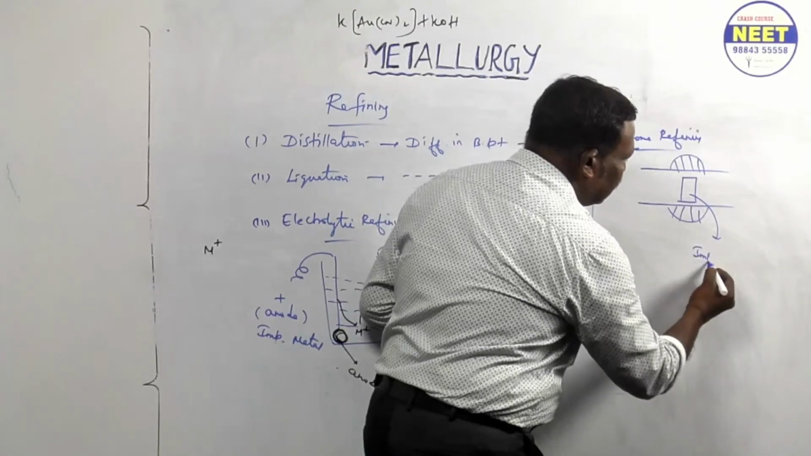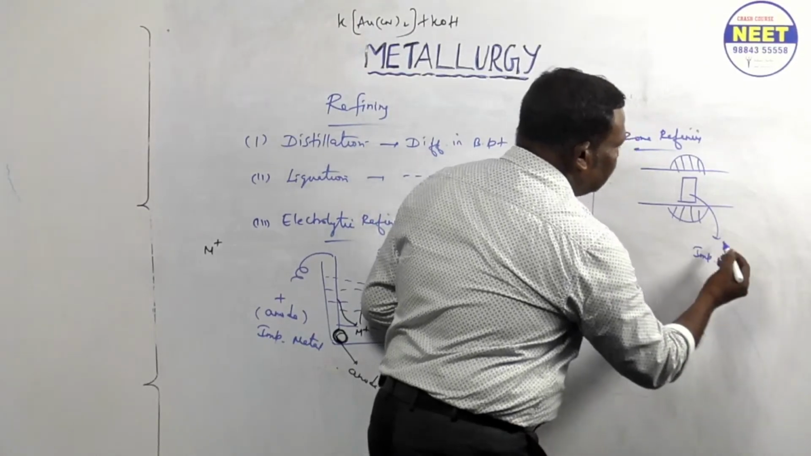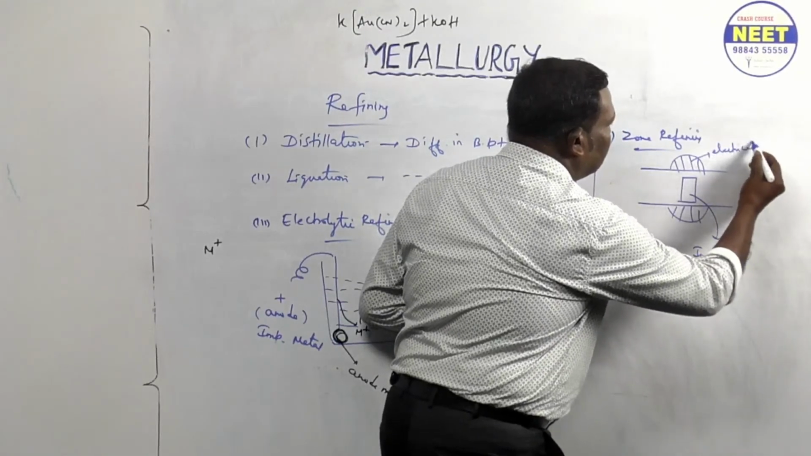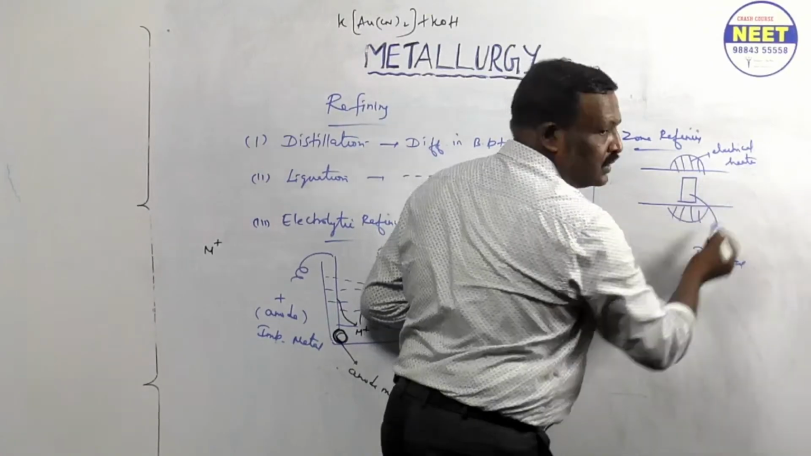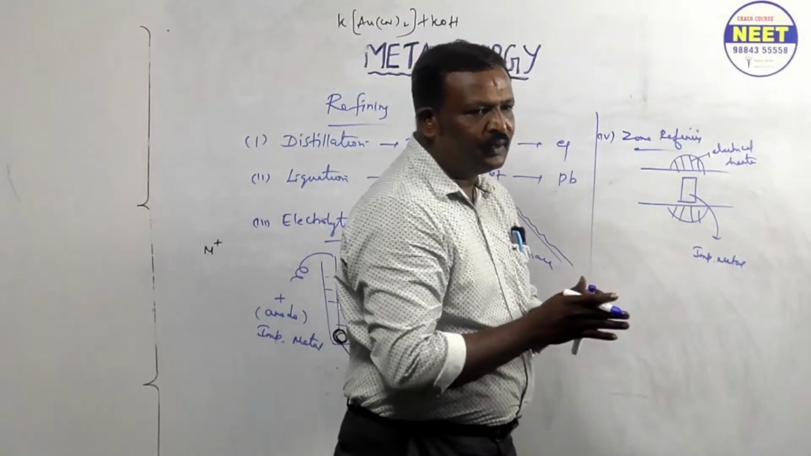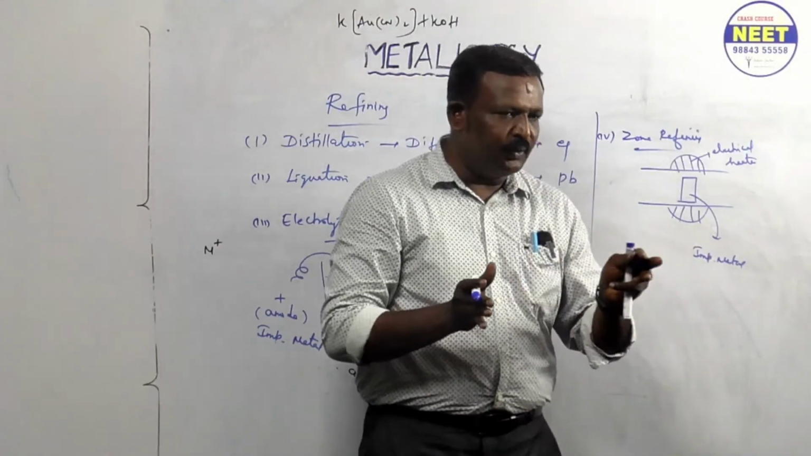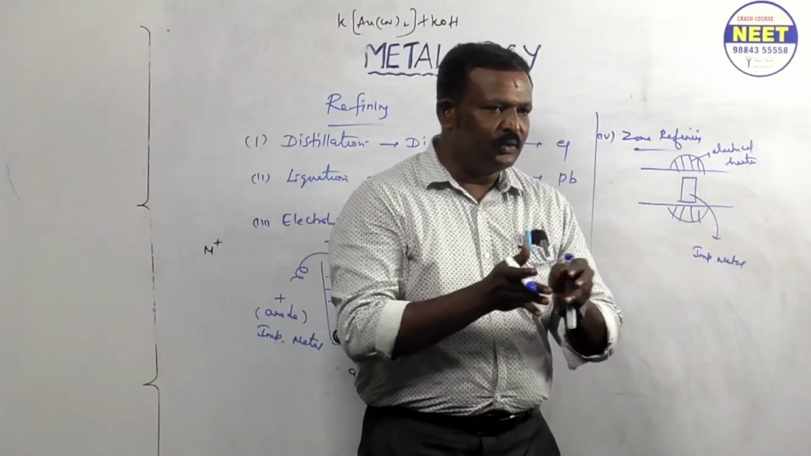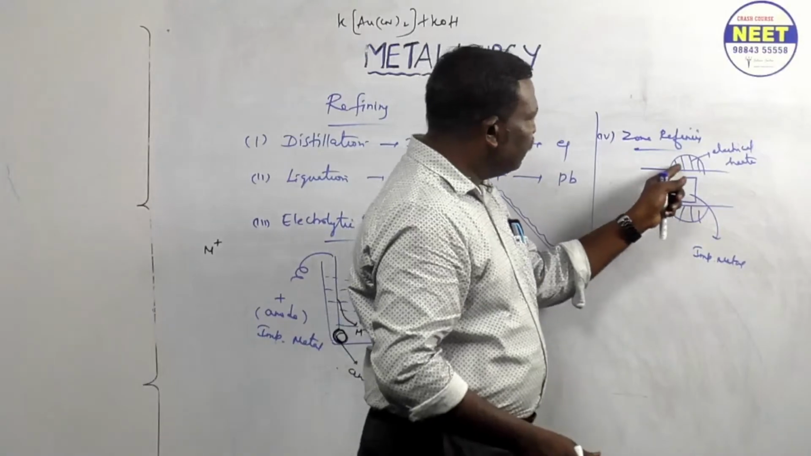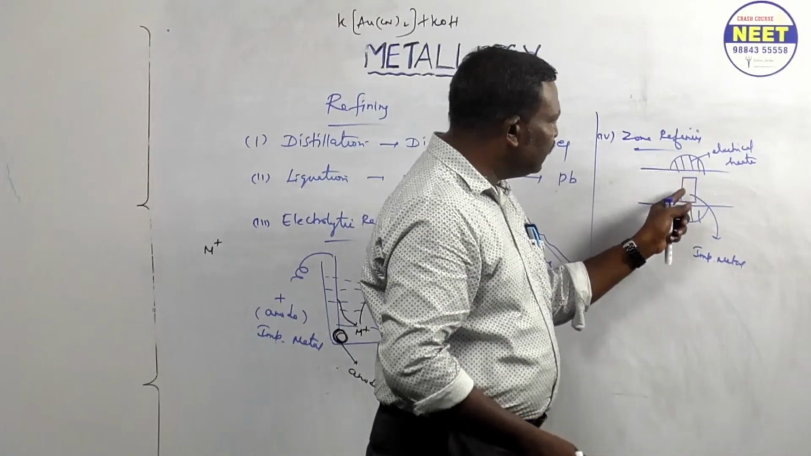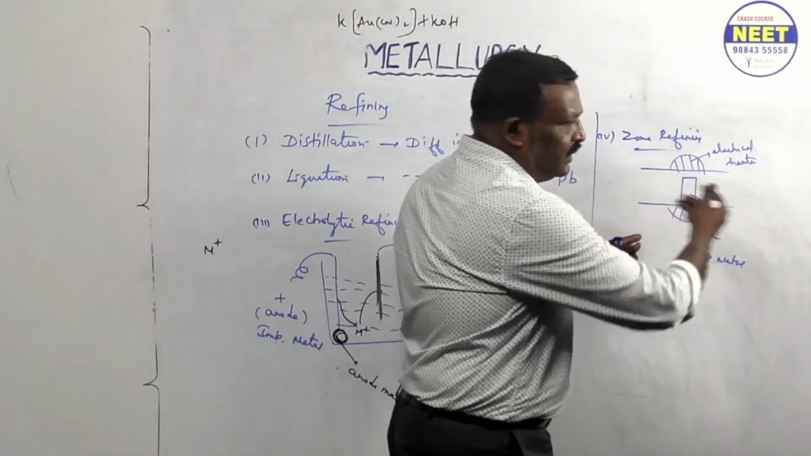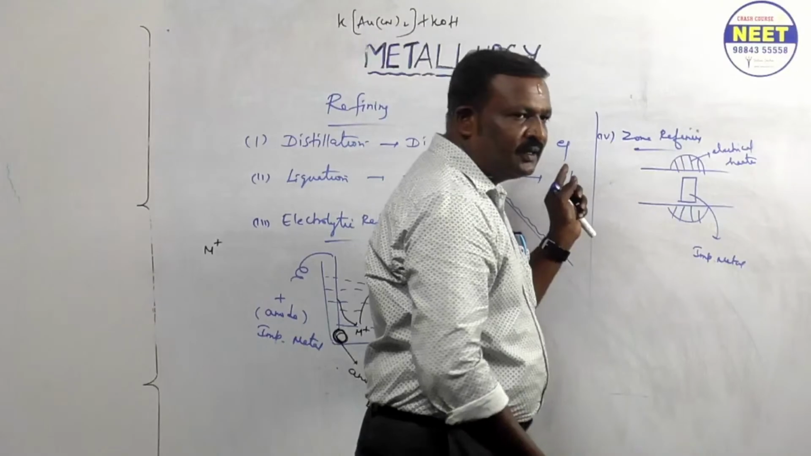Here, this is the impure metal. This is the electrical heater. Understood? Zone means place. At a particular place we can separate pure metal and impure metal. Whenever you bring the heater nearer to the impure metal, slowly the metals are collected on one side and the impurities are collected on the other side.